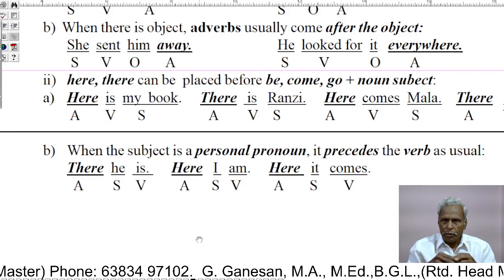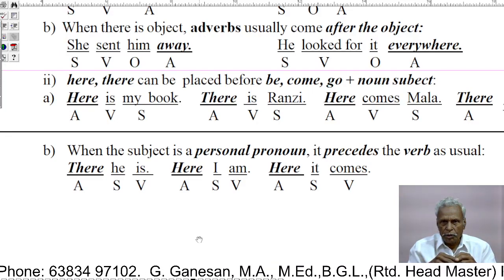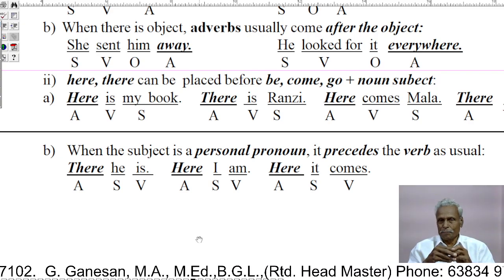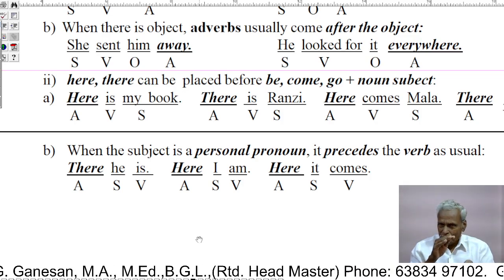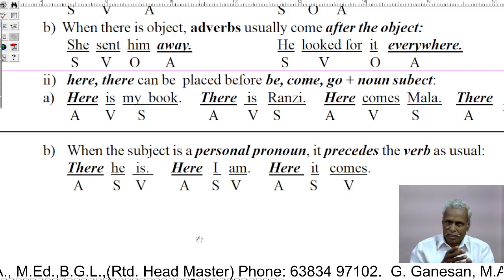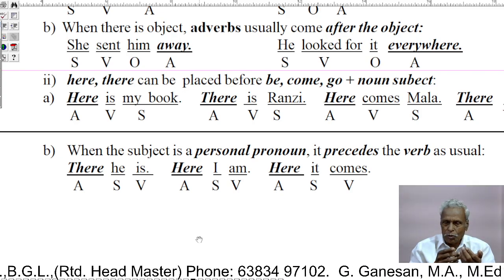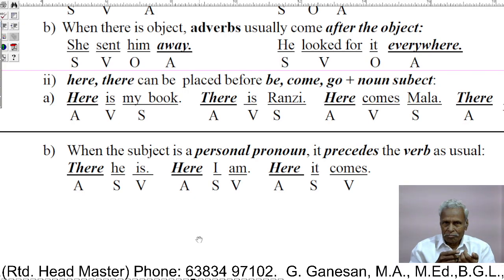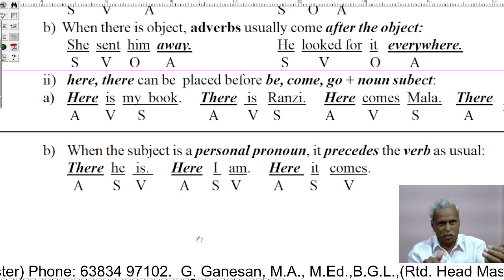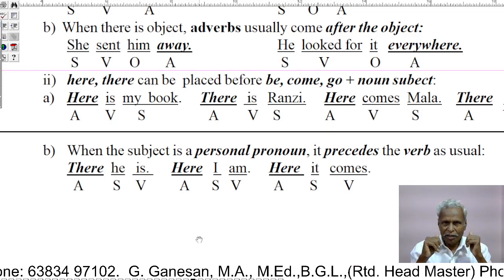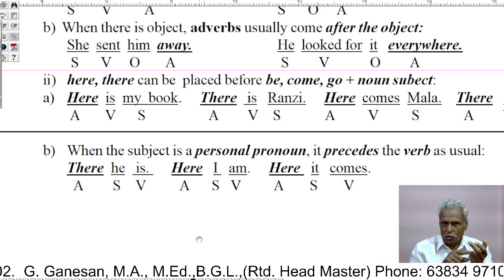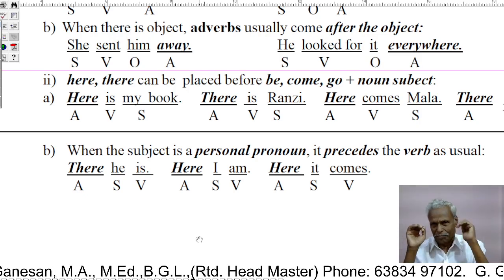Here and there can be placed before be, come, go plus a noun subject. When the subject is a noun, be, come, go can be placed before the subject, that is, after here and there. Example: here is my book. Here is the adverb, is is the verb, my book is the subject at the end of the sentence.